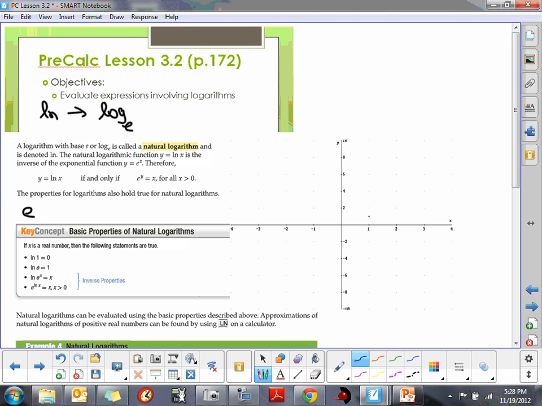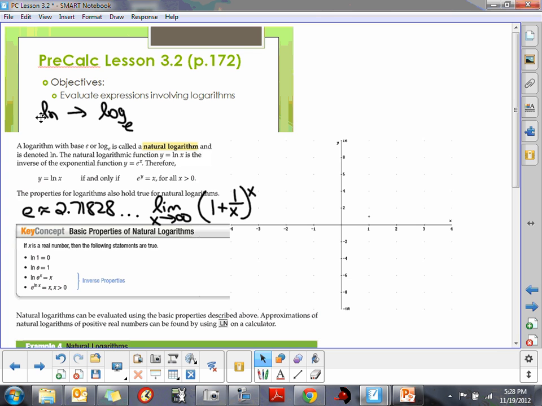e is approximately 2.71828. This approximation was given to us in the prior lesson, and it was found by taking the limit as x approaches infinity of the expression 1 plus 1 over x, raised to the x. As we let x get larger and larger, this expression will eventually lead to the limit of 2.71828. The 1828 repeats, but after that it's non-repeating and non-terminating, so it's an irrational number.